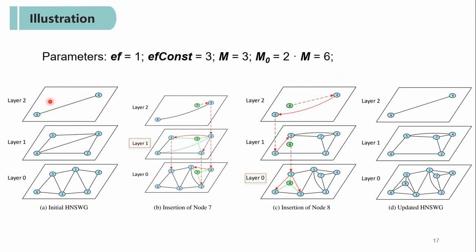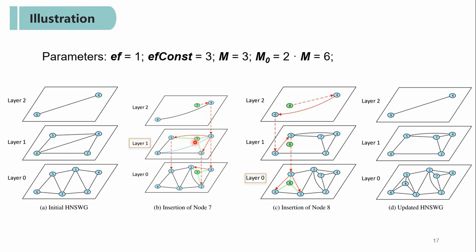Here we can see an initial HNSWG, and suppose that a node 7 is to be inserted at layer 1. As we know that the value of EF is equal to 1, therefore at the higher layer only one nearest neighbor is to be searched, that is node 4. So on layer 1 the search starts from node 4, and now 3 nearest neighbors will be found for node 7. So the nearest neighbors for node 7 are 5, 4 and 2.